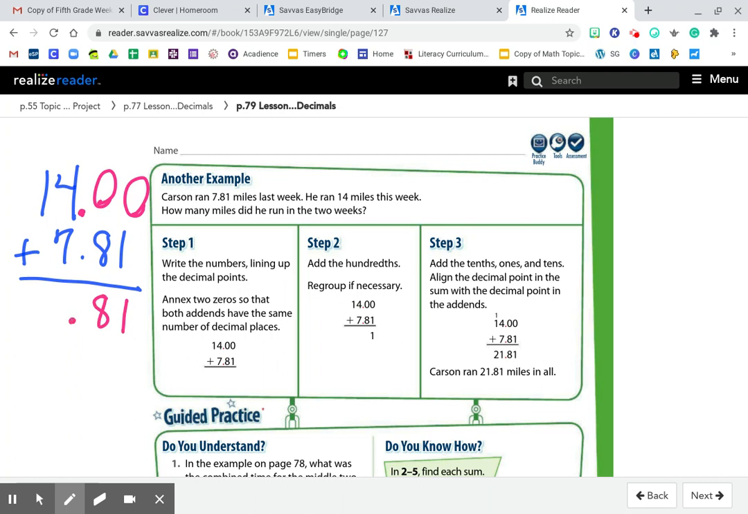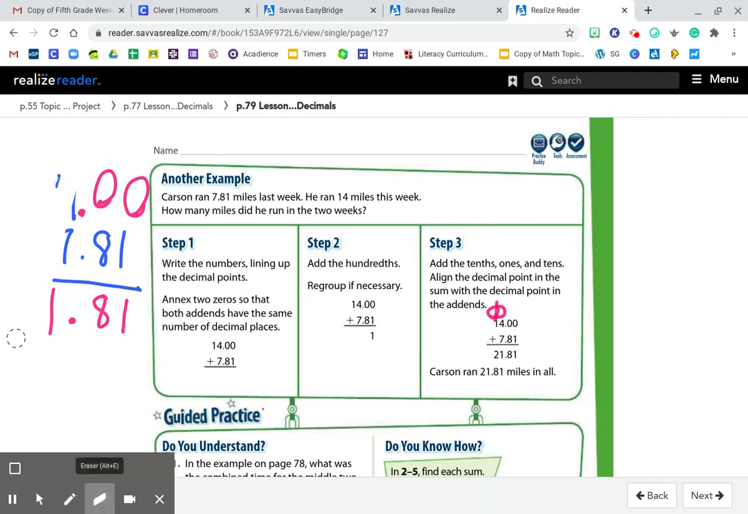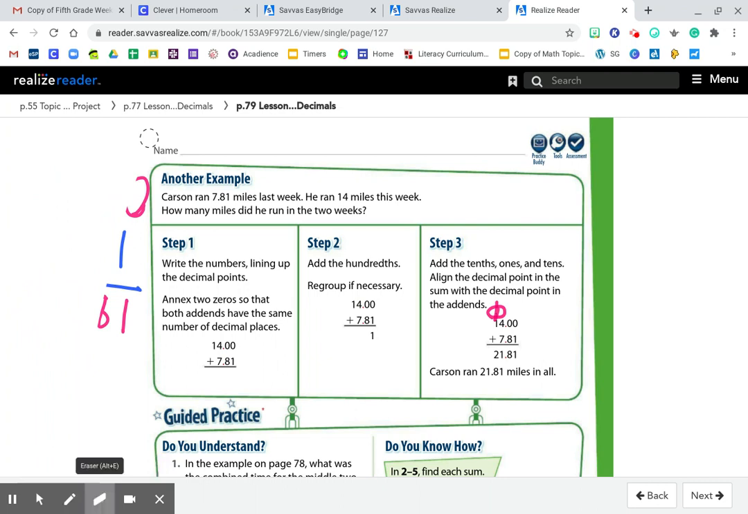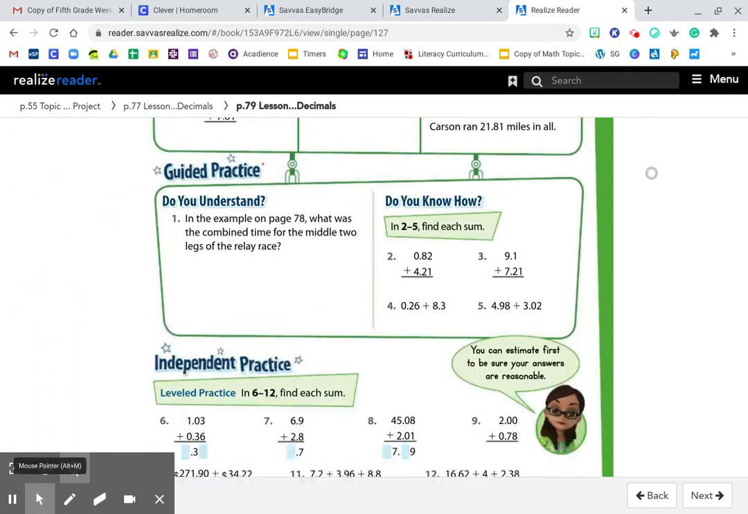If you don't line things up correctly, your answer is going to be very wonky, and that would not be good. So by lining the decimals up and annexing zeros, we're able to add our answers. And we're regrouping if necessary. The only regrouping we had was when we went from the ones, we added 7 and 1 and we got 11, so we had to carry the 1. That's called regrouping. And sometimes teachers in the younger grades call it carrying the 1. But we're in 5th grade now, so we're calling it regrouping.